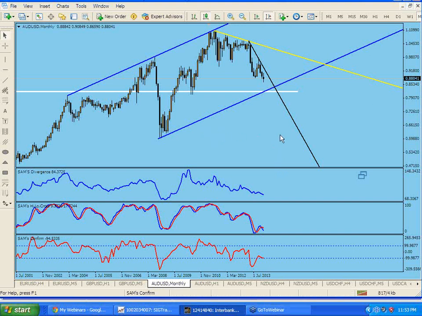Aussie has been moving lately, bounced a little bit actually, and screwed up my pound Aussie setup, but it's still intact. So let's see what happened. This is Aussie USD, a monthly chart, and you can see clearly what's happening and where it is going.